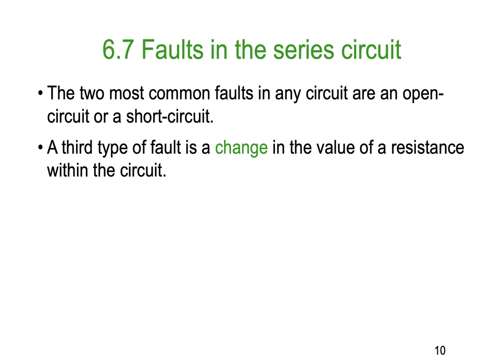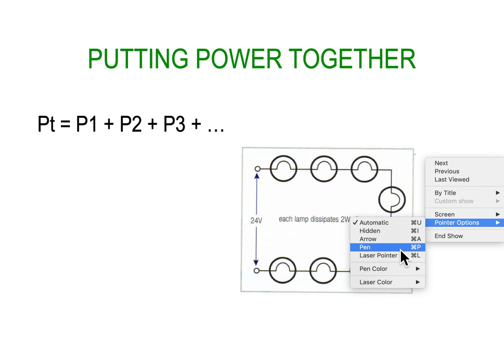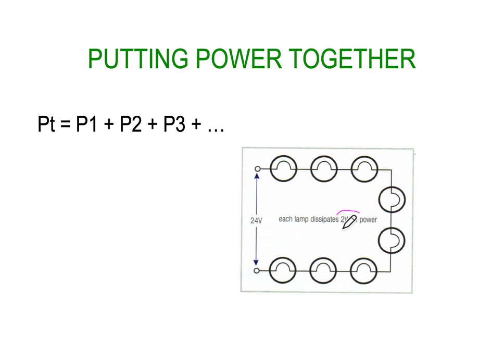So let's get into some faults, but before we do that, let's just make sure we've understood this. Putting power together, in this particular little example here, you'll notice that each of the lamps has a 2 watt power. So each of these is 2 watts. And you'll notice that I've got 1, 2, 3, 4, 5, 6, 7, 8. There are 8 of them.